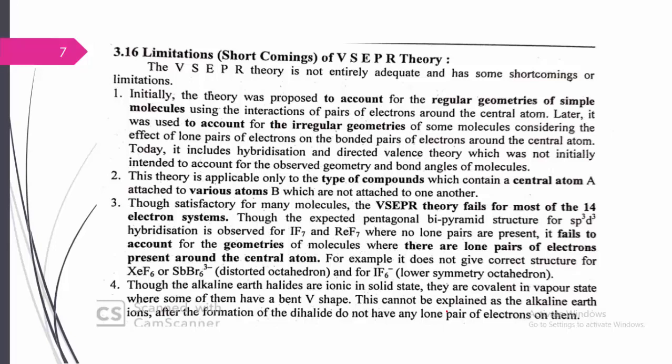Even where lone pairs of electrons are present around the central atom, for example SeF6 as well as SbBr6 3-, it forms a distorted octahedron or low symmetry octahedron structure of the molecules. So these are some limitations of VSEPR theory.